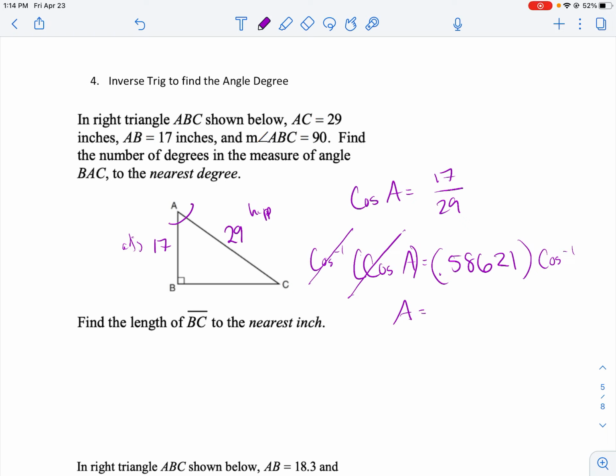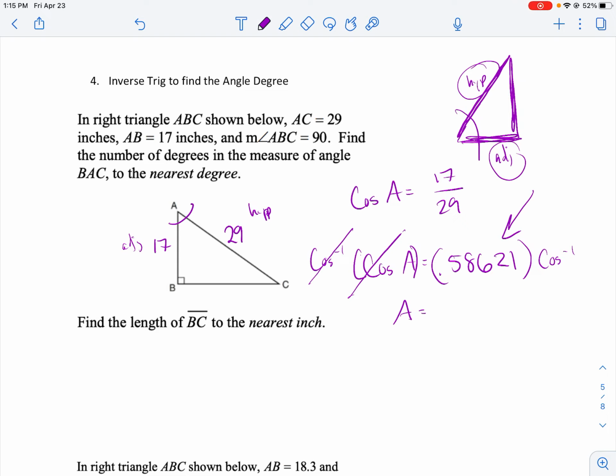And we're asking our calculator, okay, what angle is associated with the ratio of 0.58621 for its cosine? So here's our triangle. If we're talking about this angle here, there's some triangle that has a ratio of 0.58621 for this adjacent and hypotenuse side. And so we're telling our calculator, here's our ratio, created by those two sides. What angle measure is it?